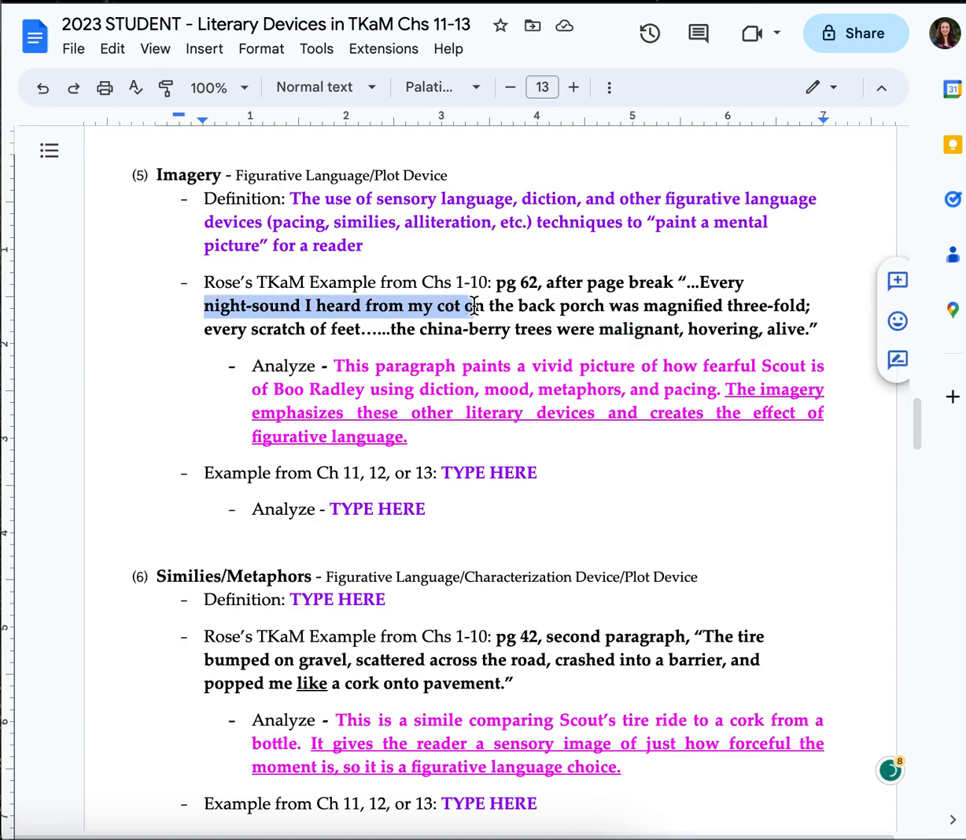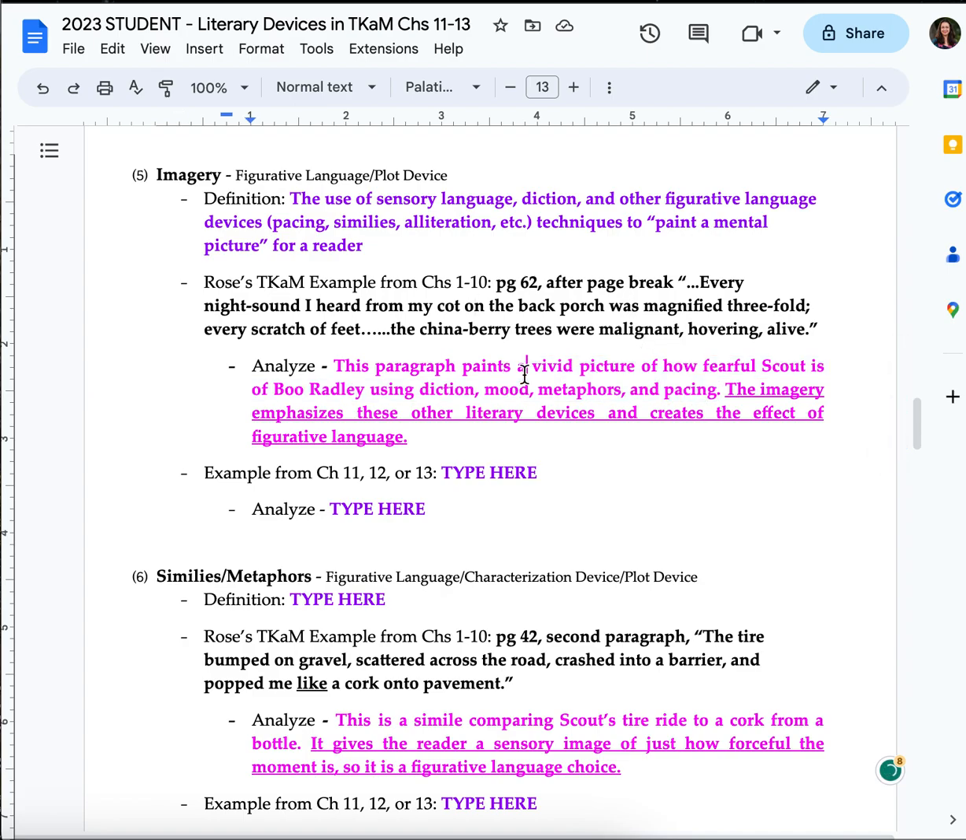The night sounds are magnified. She's using metaphors. I don't think it's in this section, but believe me that there's a metaphor there. And pacing, it moves so slowly. So I've proven that it exists.